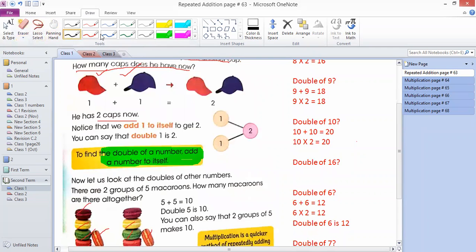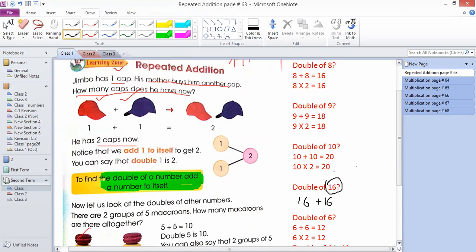Okay, listen to me. Abdul Basit, tell me, to find out the double, what you do? You add the number by itself, right? Look, you are finding out the double of 16. So with 16, you will add 16. Am I right? To find out the double of 16, you will add 16 with 16, right?